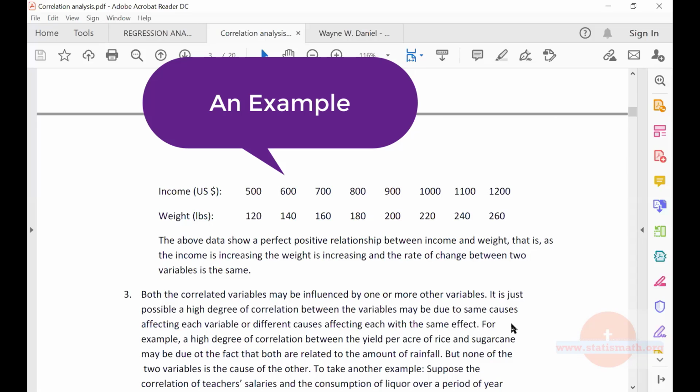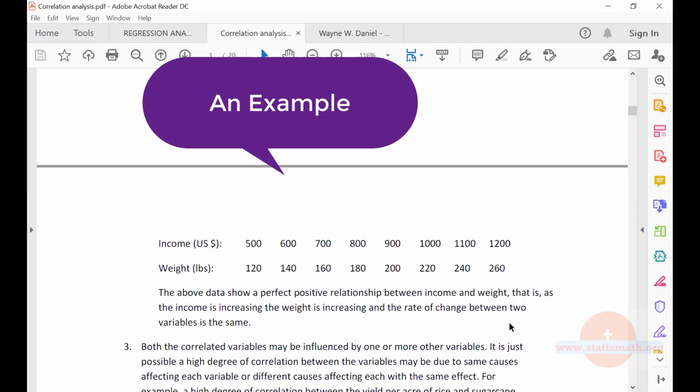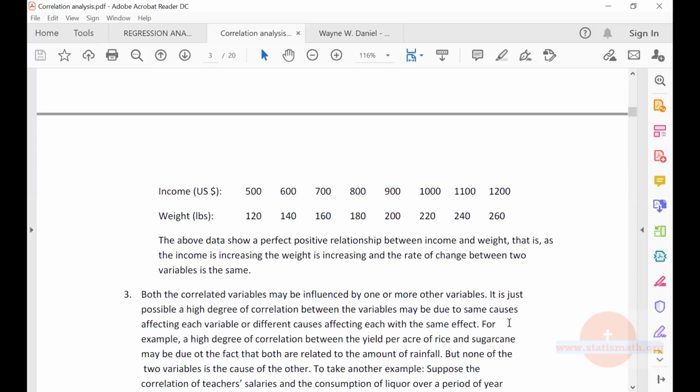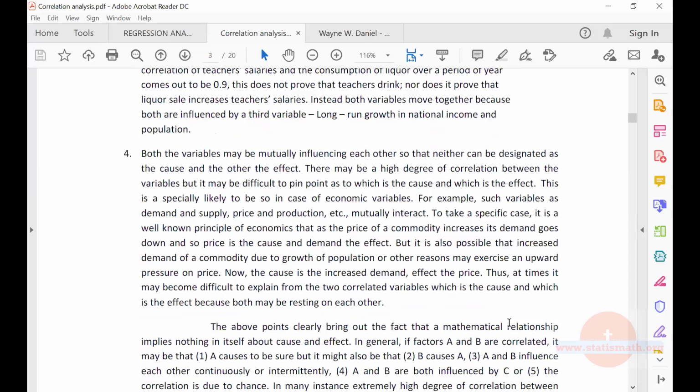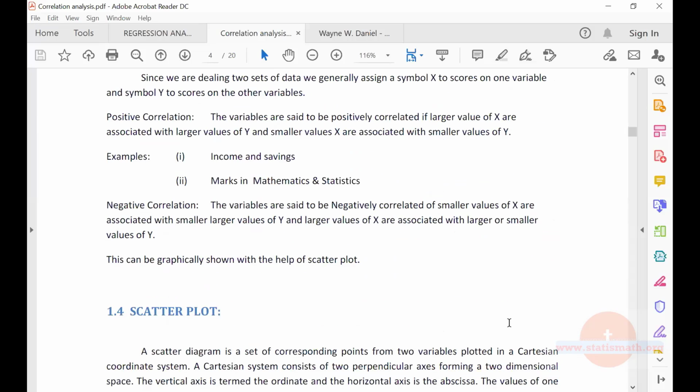Okay, so the income and the weight, in pounds. The above data show a perfect positive relationship between income and weight, that is, as income is increasing, the weight is increasing, as the rate of change between the two variables is in the same direction. So the income and the weight go in the same direction. I'll just show you the graph, and then we can take it from there.